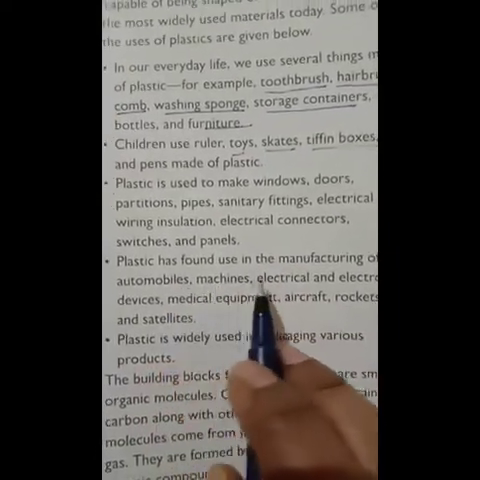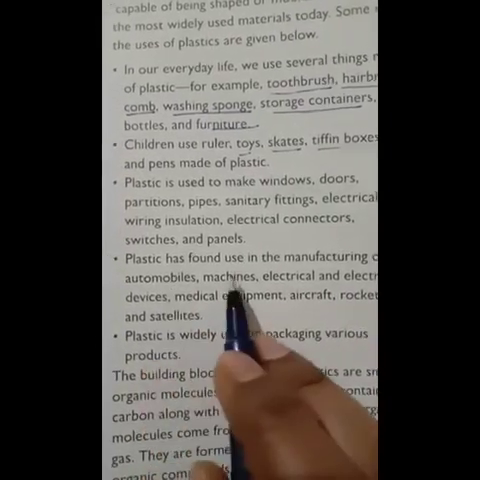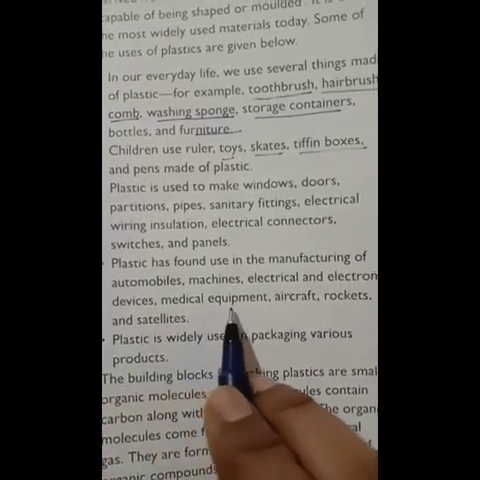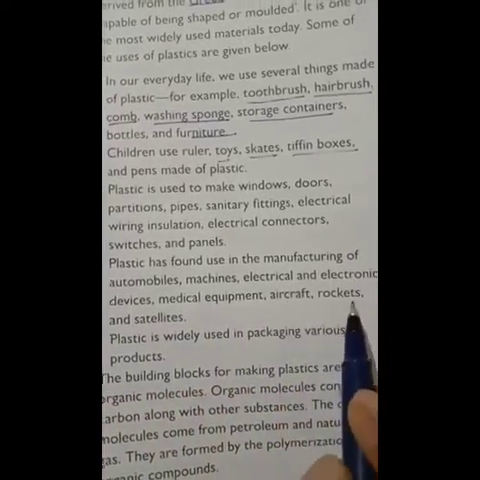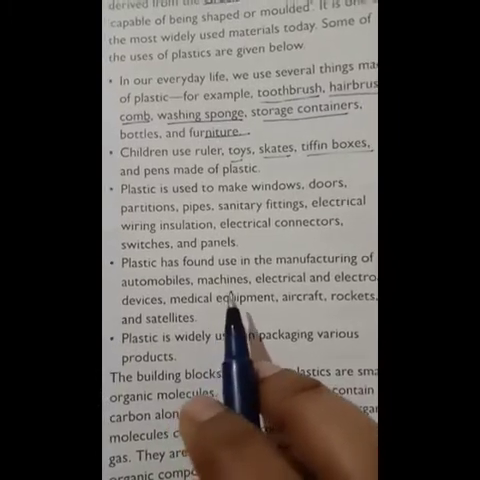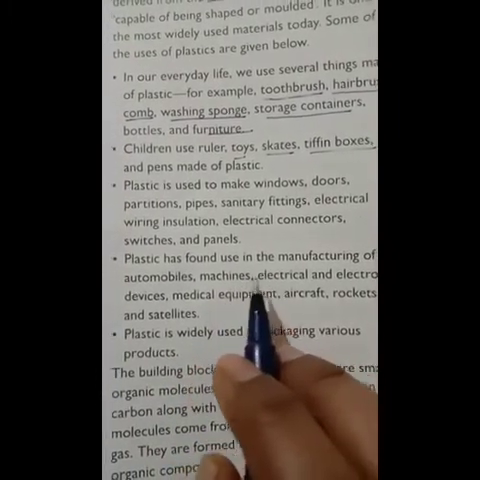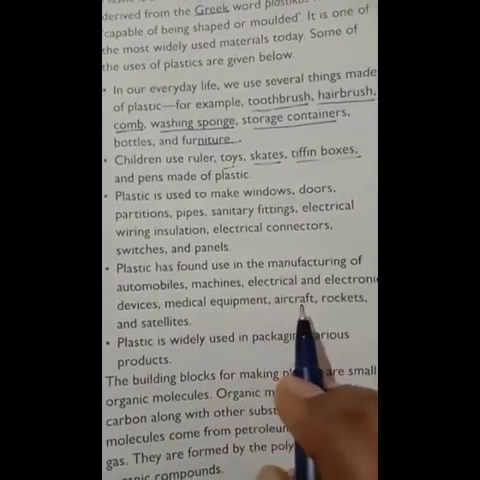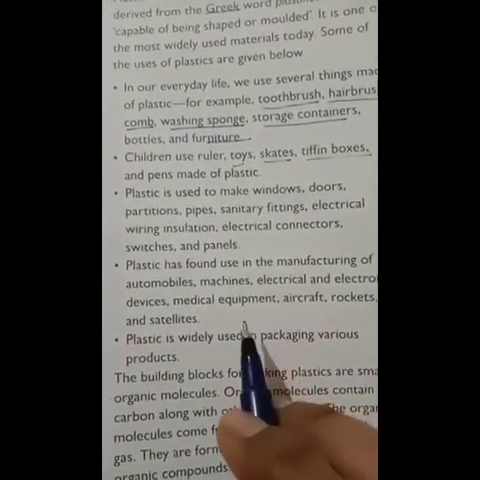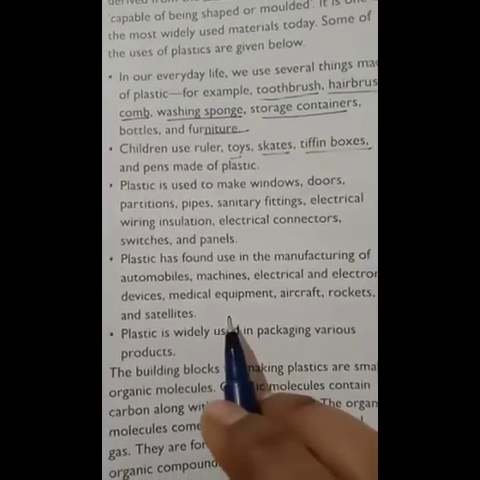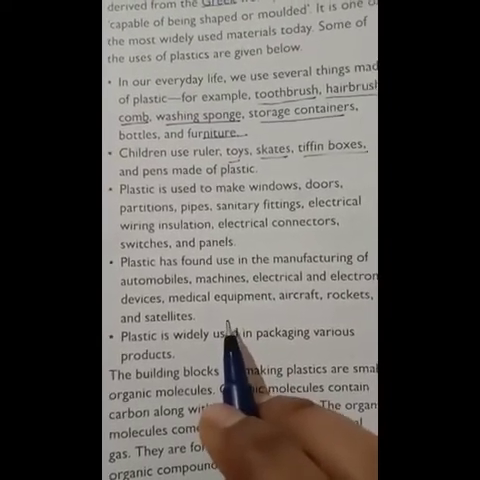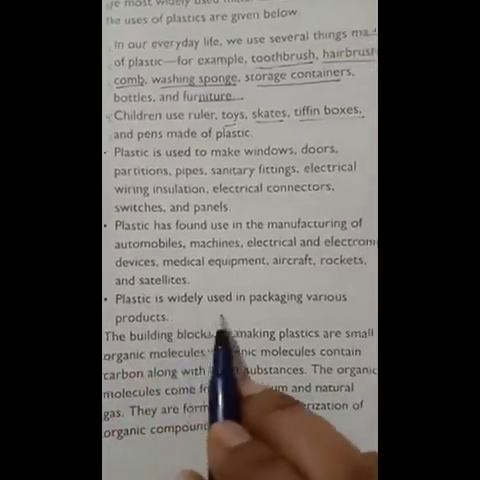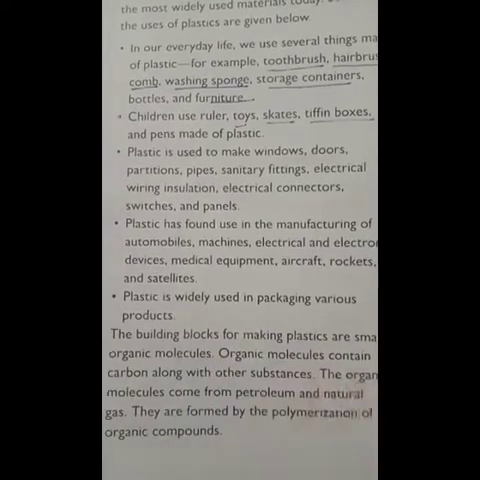Plastic has found use in manufacturing of automobiles, machines, electronic devices, medical equipment, aircraft, rockets, and satellites. It is widely used in automobiles, machinery, electrical purposes, and electronic devices. They use plastic because plastic acts as an insulator, right? It is a bad conductor of electricity. Plastic is also widely used in packaging various products.